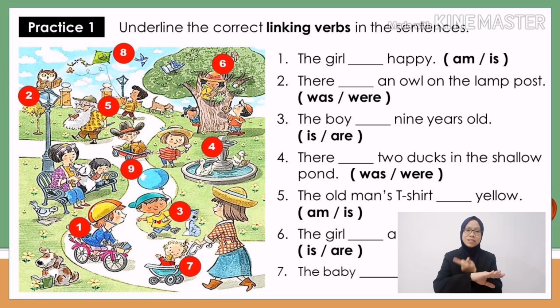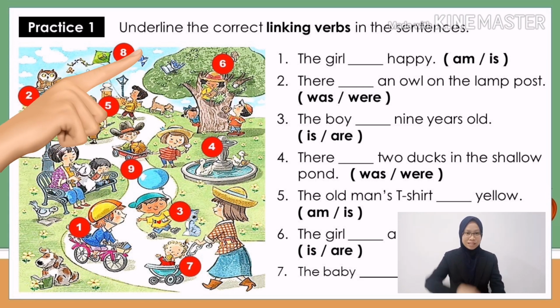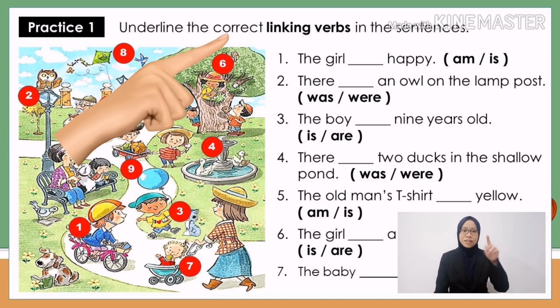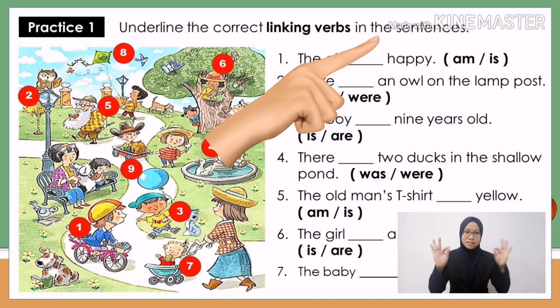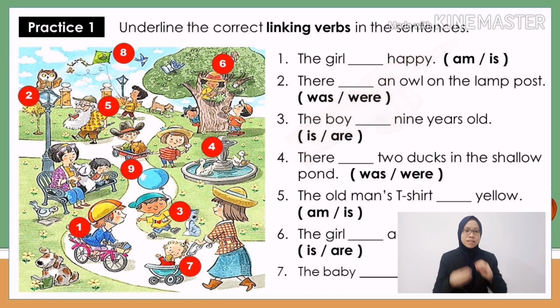Let's have some practice. Underline the correct linking verbs in the sentences. Number 1. The girl blank happy. Can you guess the answer? Yes, the answer is is, because this sentence is referring to this particular girl.